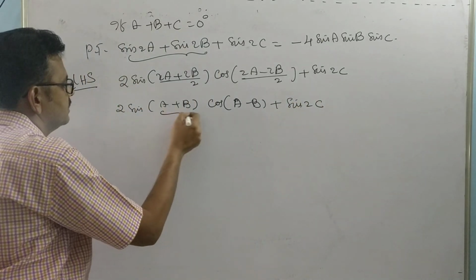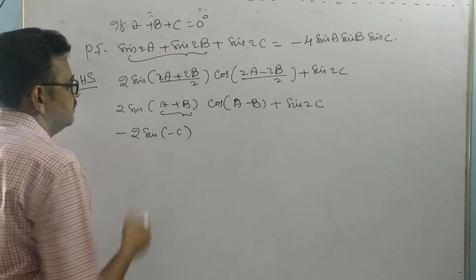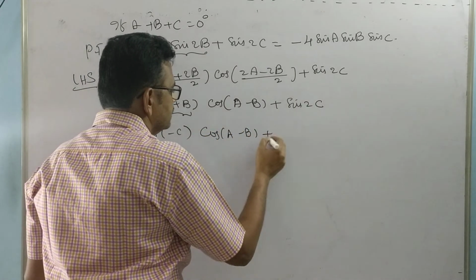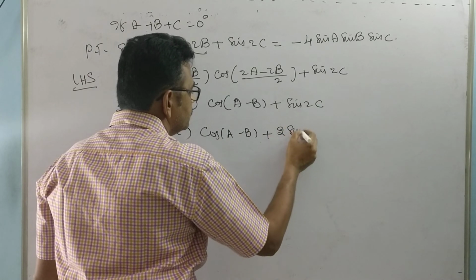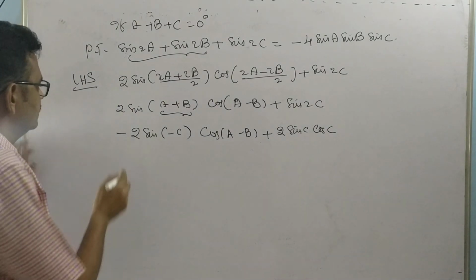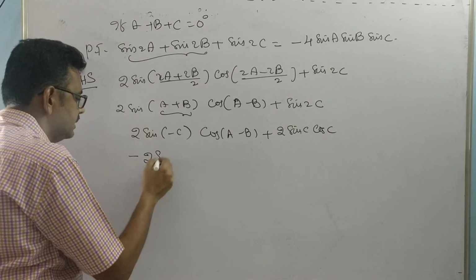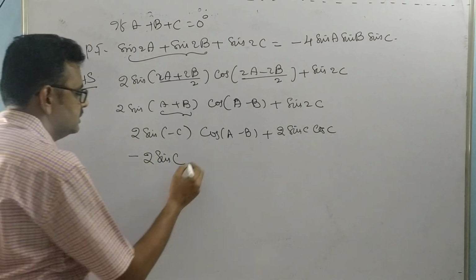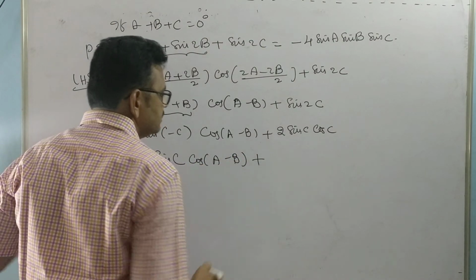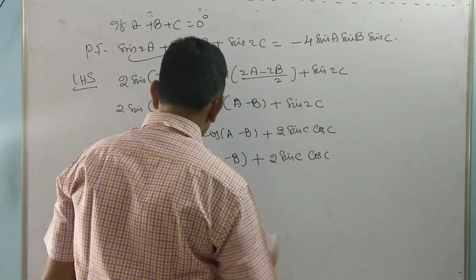What is A plus B equal to? A plus B equals minus C. So 2 sin of minus C into cos of (A minus B) plus, sin 2C is 2 sin C cos C. Sin of minus C equals what? Minus sin C. So minus 2 sin C into cos of (A minus B) plus 2 sin C into cos C.